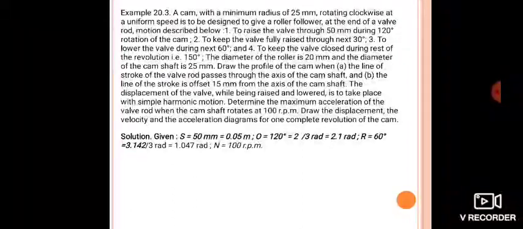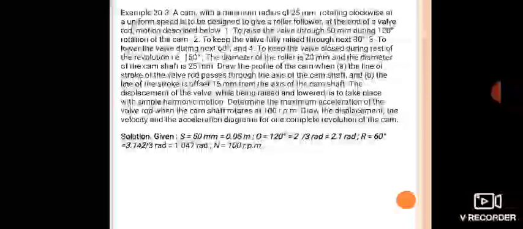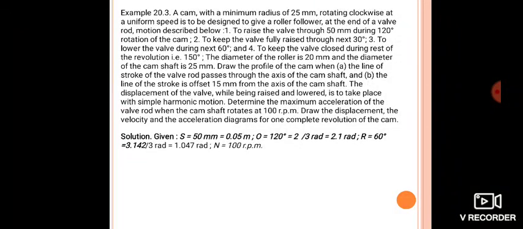Second, to keep the valve fully raised through the next 30 degree. Then third, lower the valve during the next 60 degree. And fourth, to keep the valve closed during the rest of the revolution, that is 150 degree. The diameter of the roller is 20 mm and the diameter of the cam shaft is 25 mm.